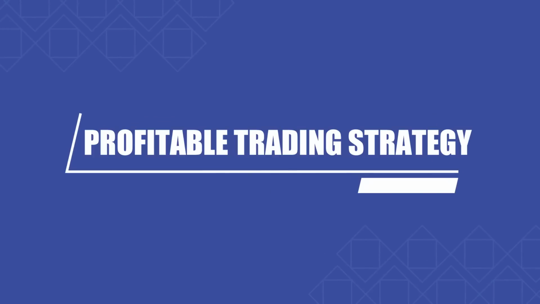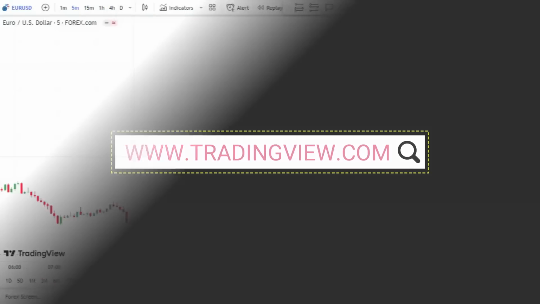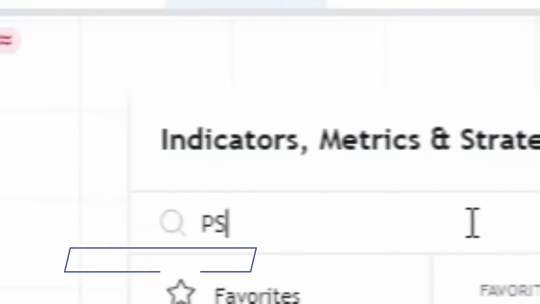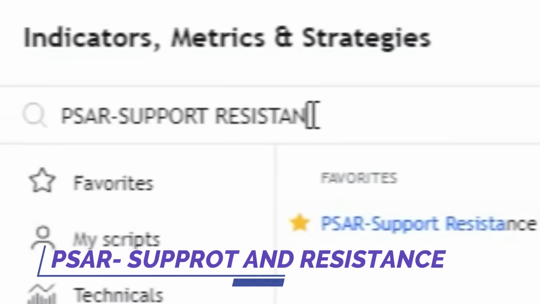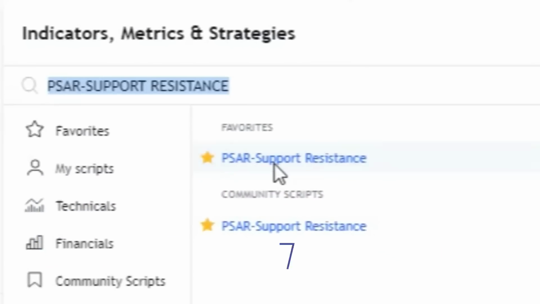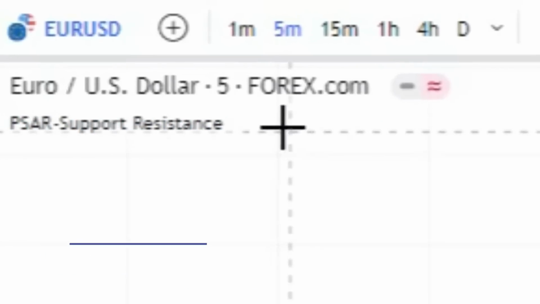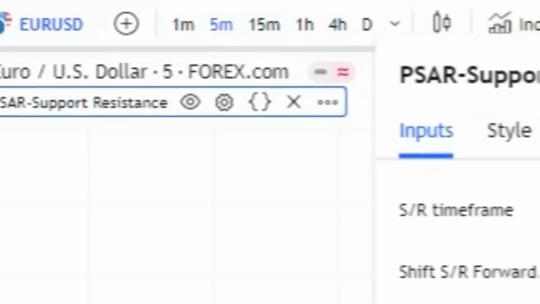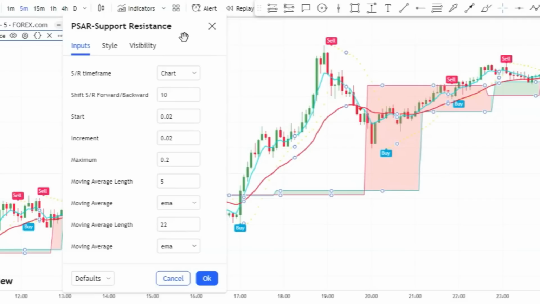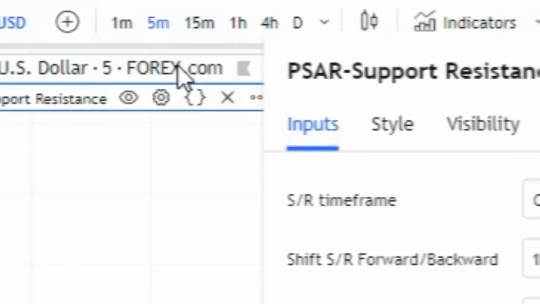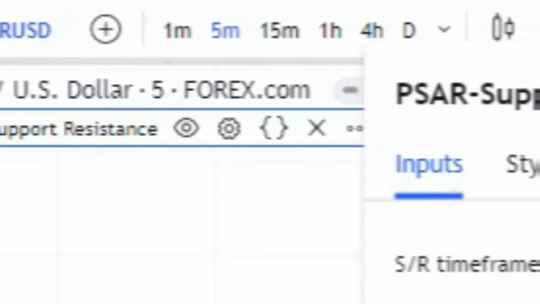To develop a profitable trading strategy using indicators on the TradingView platform, begin by adding the PSAR support and resistance indicator. Then navigate to the indicator settings and adjust the input section so that the time frame is set one time frame higher than the chart's time frame. For instance, if your chart is set to a 5-minute time frame, set the indicator's time frame to 15 minutes.